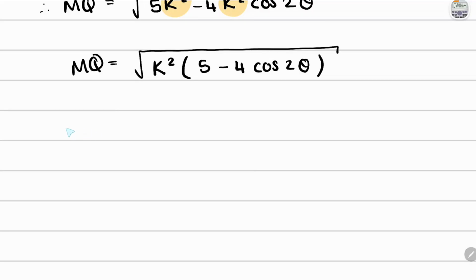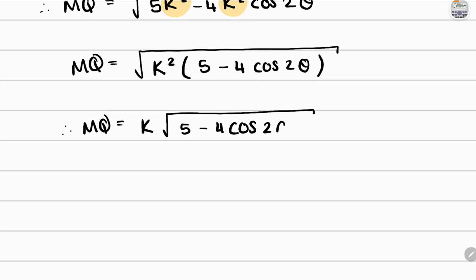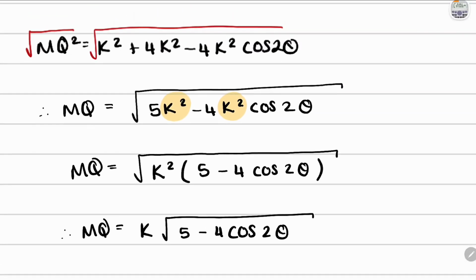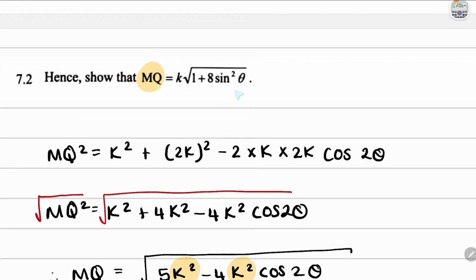It gets square rooted, and we're going to have MQ being equal to K, and this does not get square rooted. Unfortunately, it can't, because you have a minus here. You cannot square root through a minus sign, so that stays, and then we have 5 minus 4 cos 2 theta. So where does this sine come from?